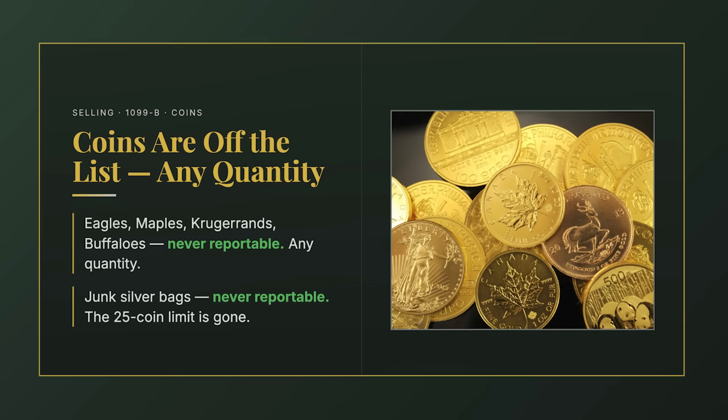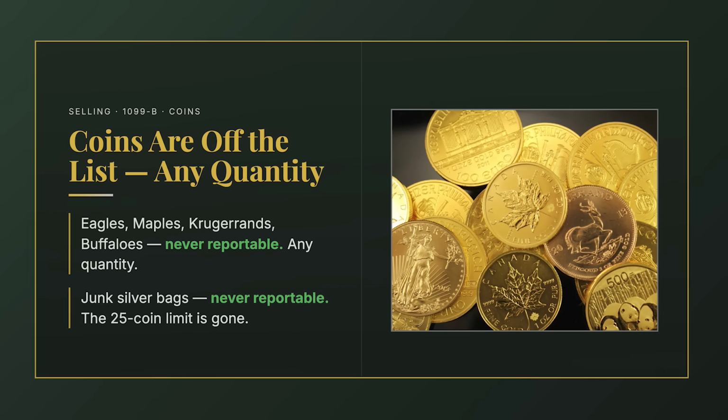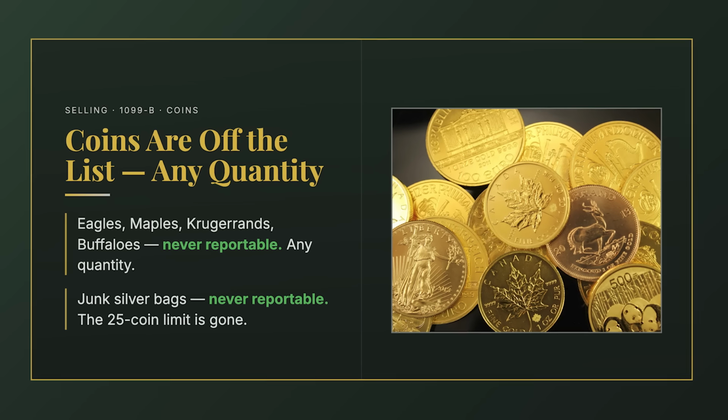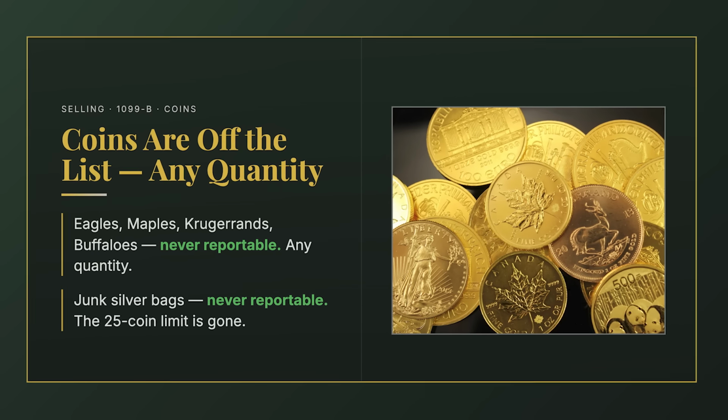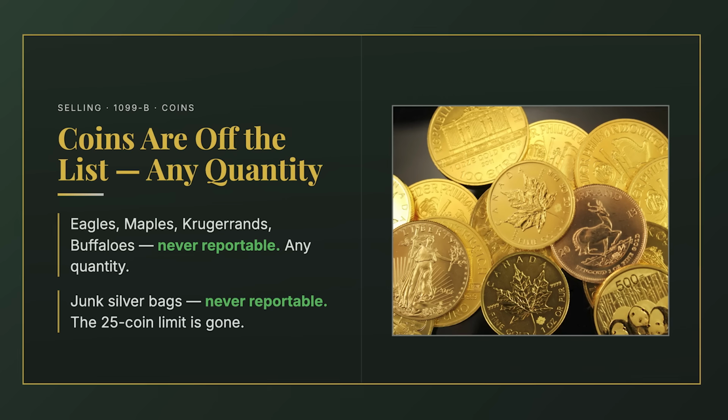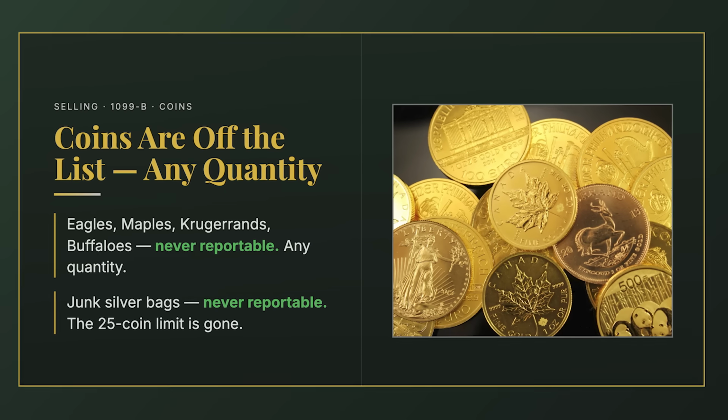So this is really exciting news as it relates to coins. They are now not reportable. That means eagles, gold, silver. That means maples. That means Krugerrands. That means ounces of any quantity, not that 25 limit, any quantity. Same thing with junk silver, like big silver bags.